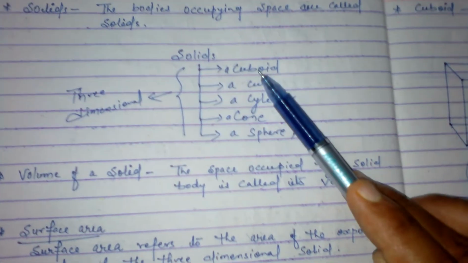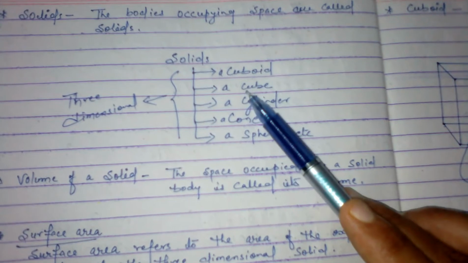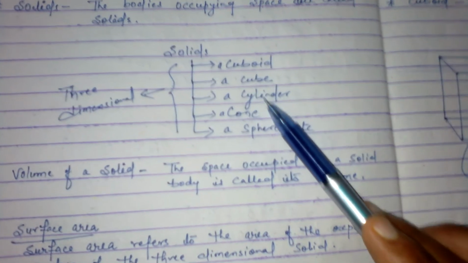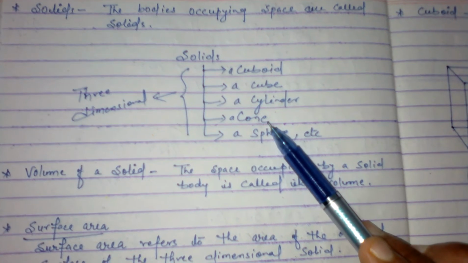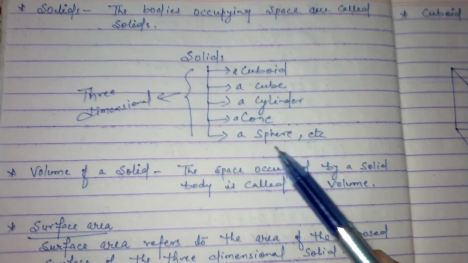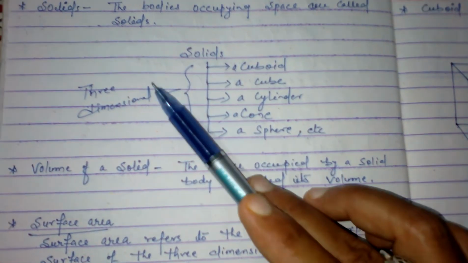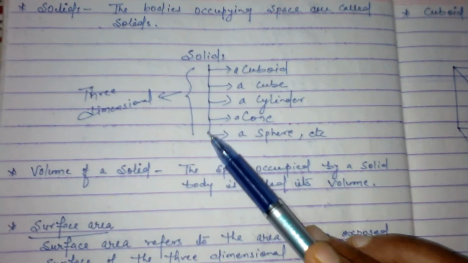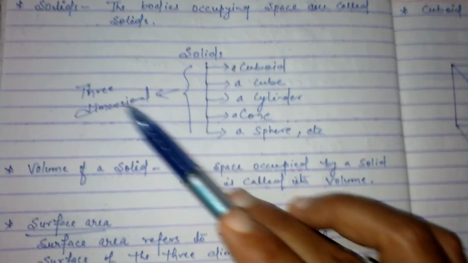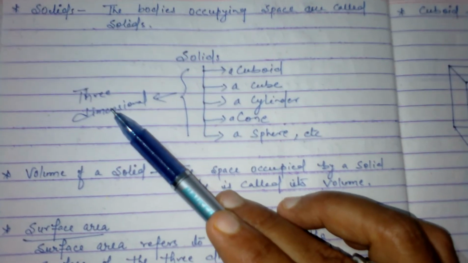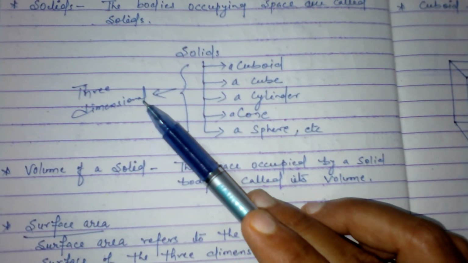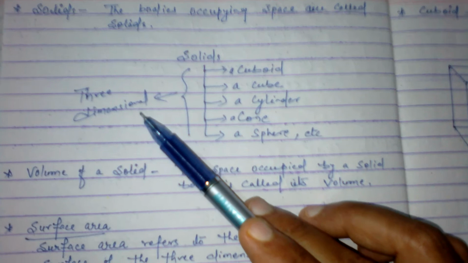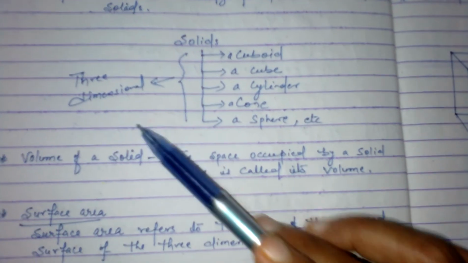It may be a cuboid, a cube, a cylinder, a cone, a sphere, etc. These solids are all three dimensional. We can say that solids are three dimensional figures.